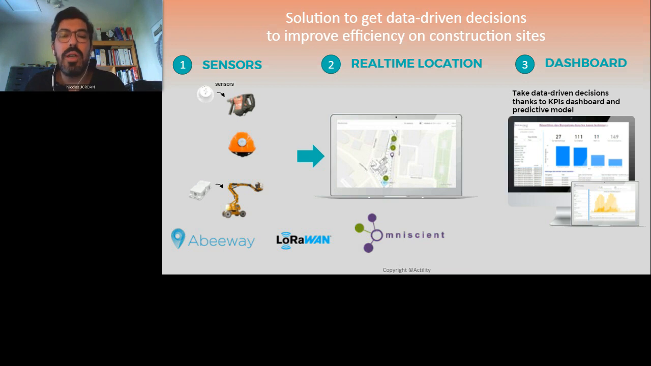Just before getting into the ROI, the use case is related to the fact that there are LoRaWAN trackers and BLE beacons that have been attached to big and smaller tools, like a drill, for example, for BLE beacons, and to the largest ones, like a crane, where trackers have been attached. You have a centralized real-time location software that is provided by the company called Omniscient. And of course, you have a dashboard where the data is used to provide the different ROI scenarios that I will describe on the next slides.